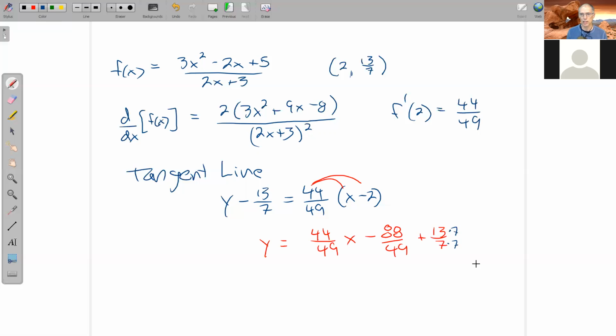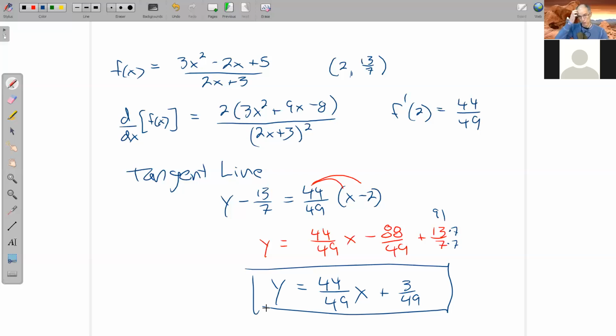And you can always do this on a calculator, like Desmos cleans up fractions for you. Let's see, what is 13 times 7? That is 70 plus 21, or 91. So we're going to get y equals 44/49x. And that would then be plus 3/49. Right? Negative 88 plus 91, or 91 minus 88/49. Yeah, so that's our tangent line right there.